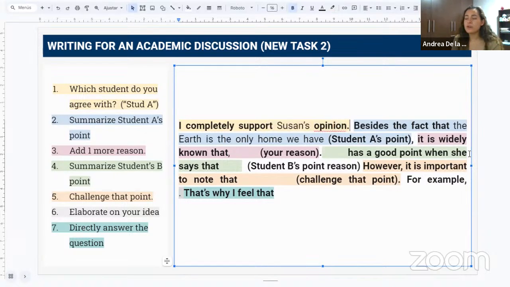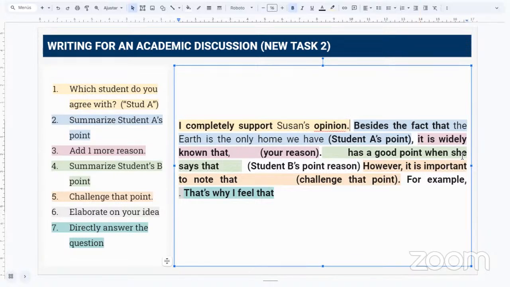So, can you guys think of another reason why we should prioritize the environment rather than economic growth? Aside from the fact that the Earth is the only planet we have, what else can you guys think of? What's another reason? I would say also that in the Earth live other species. Exactly. I like that because it's entirely different from what was mentioned before.